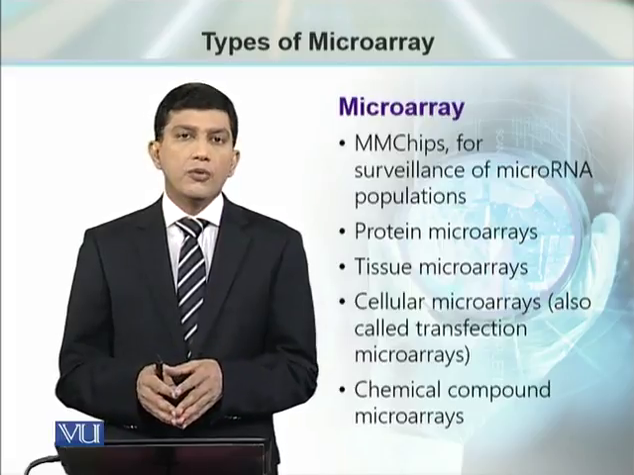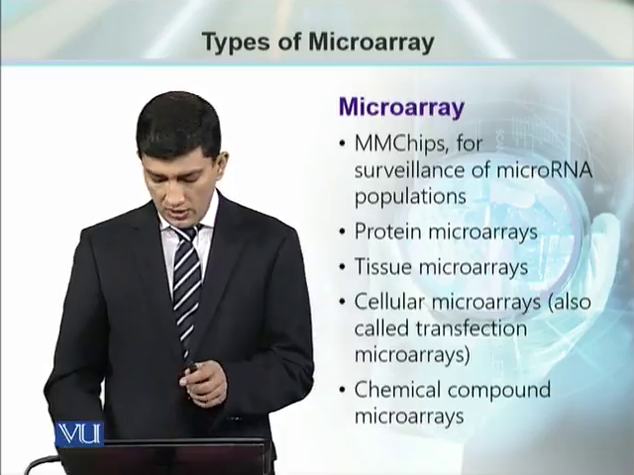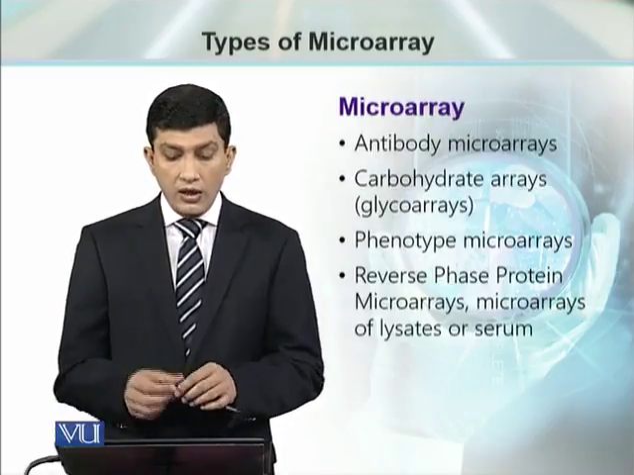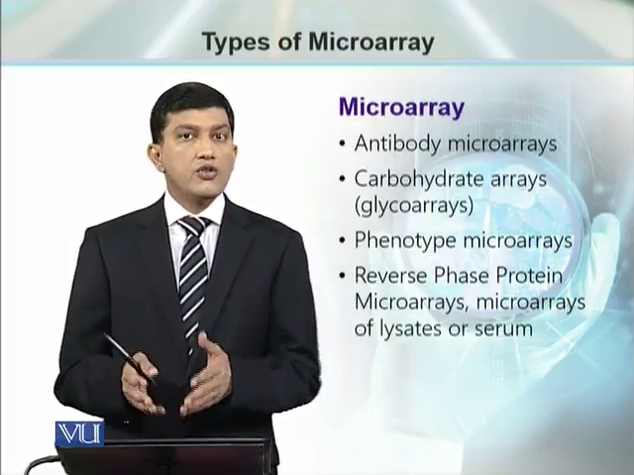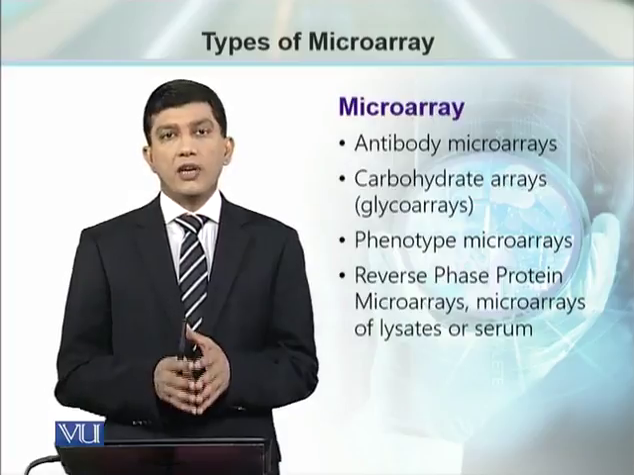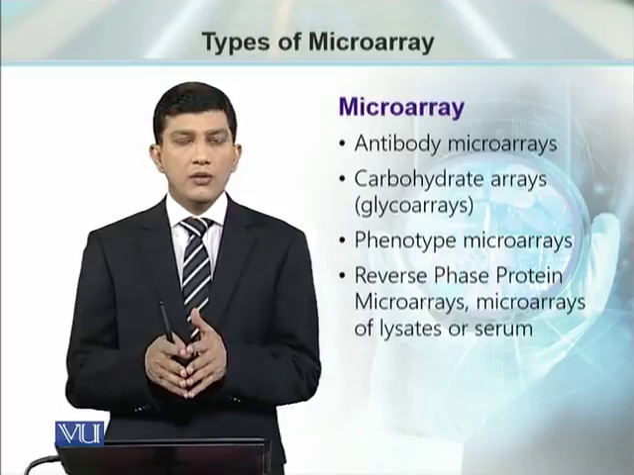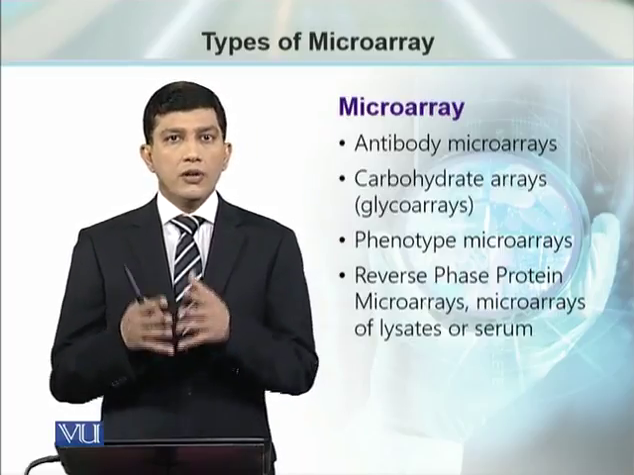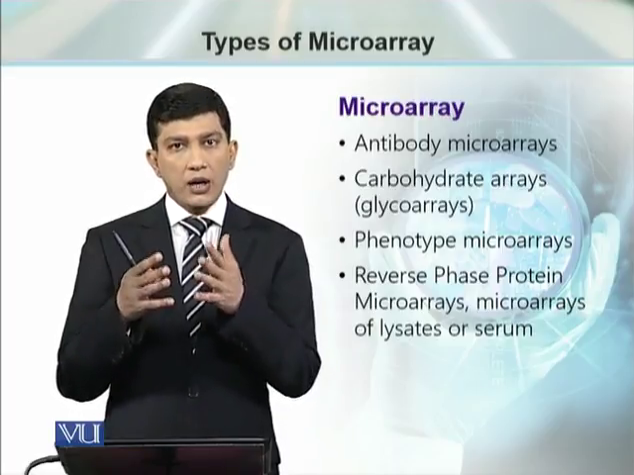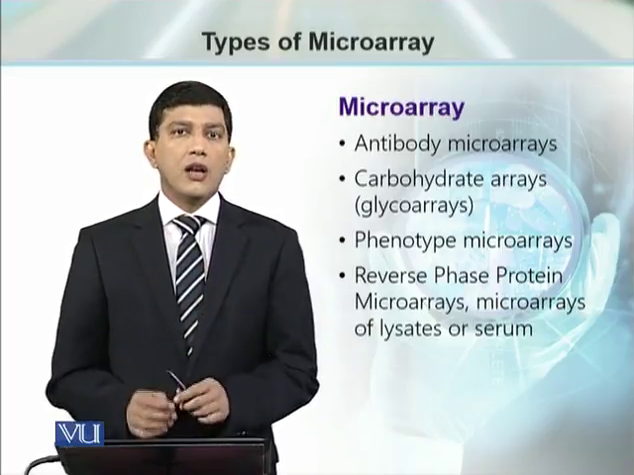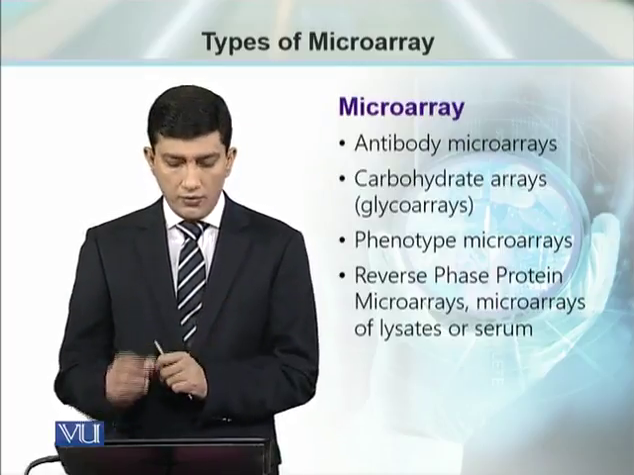we can have chips, we can have protein microarrays, tissue microarrays, cellular microarrays, chemical compound microarrays, antibody microarrays, carbohydrate arrays or glycoarrays, and so on. So these are different types of arrays which can be performed using this method, keeping in view the principle, that is the hybridization of the sample with a gene chip or with a microarray that contains a large number of spotted molecules of known sequence and of known information.